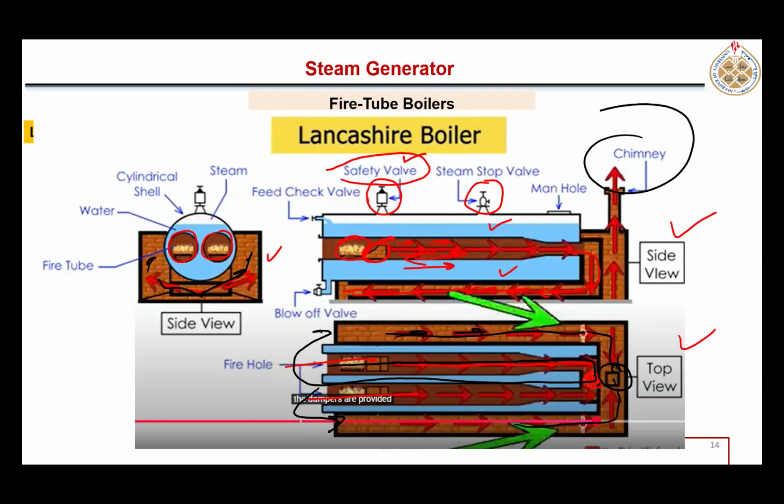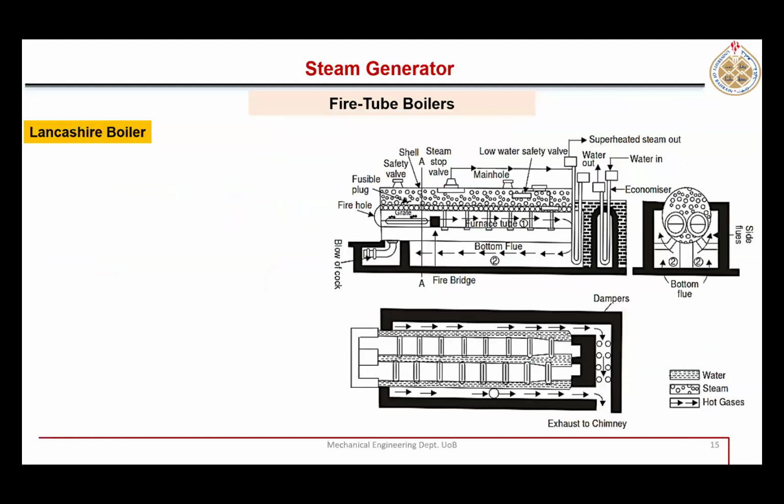Here we can install a superheater. For example, the steam which is leaving from this, we can make it pass through another superheater towards the end when it is taking a turn. After that, before going to the chimney, here we can have an economizer. That is also shown in this particular diagram.